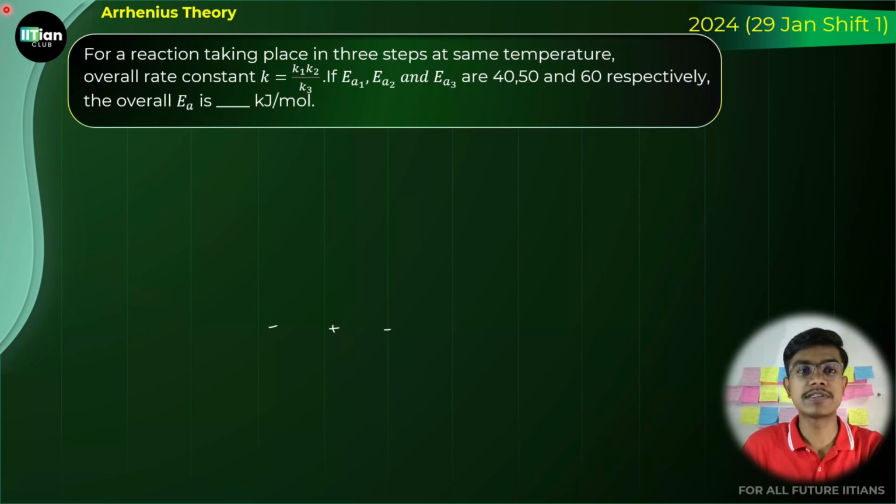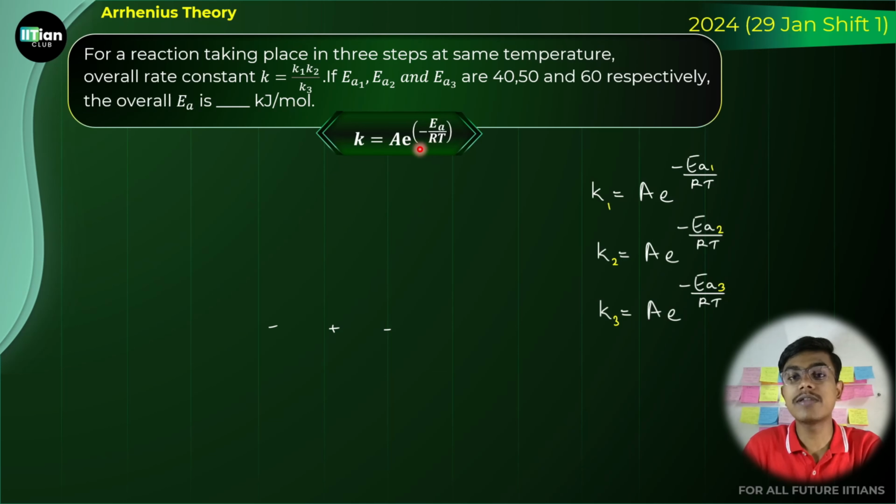We'll be quickly solving a question on Arrhenius theory as well. This is a 2024 question for a reaction taking place in 3 steps at same temperature. This is a multi-step reaction, but it is taking place at the same temperature. As we have, different steps will have a different rate constant. And the overall rate constant is given as K1 K2 divided by K3. We are given Ea1, Ea2, Ea3, that is activation energy for 1, 2, 3 as 40, 50, 60 respectively. We have to find the overall Ea in kilojoule per mole.